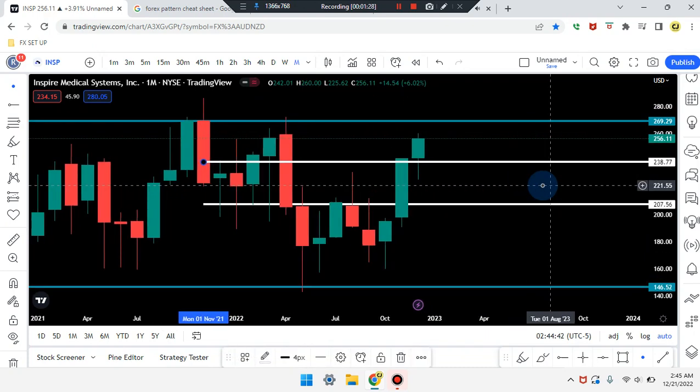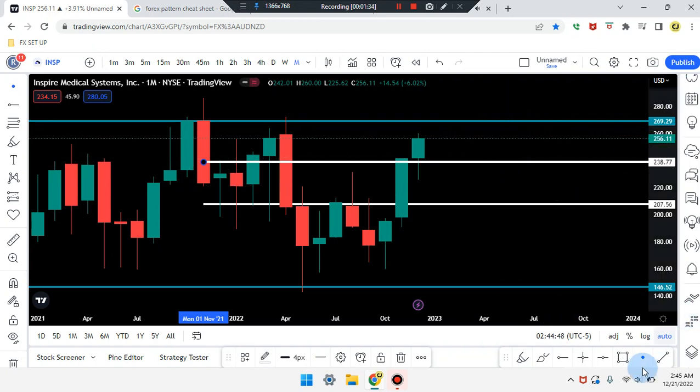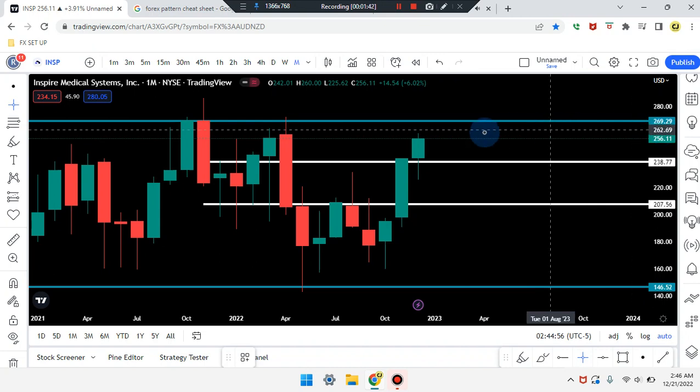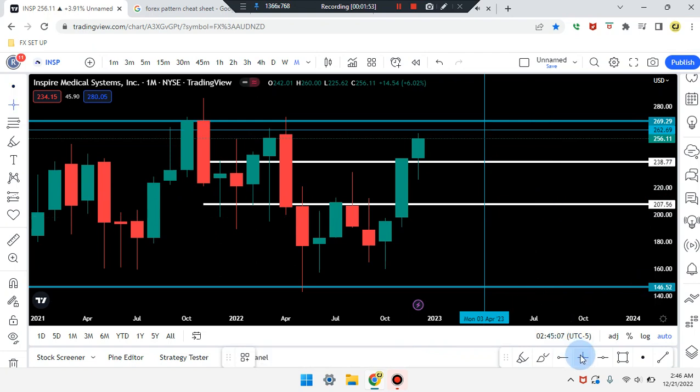So let's zoom in on the price. Price action is currently sitting at 256.11. So if price works its way up, it can tag that resistance line at 269.29. Before tagging that resistance line, it can tag the midpoint of current price and the line we just drew, sitting at 262.69.